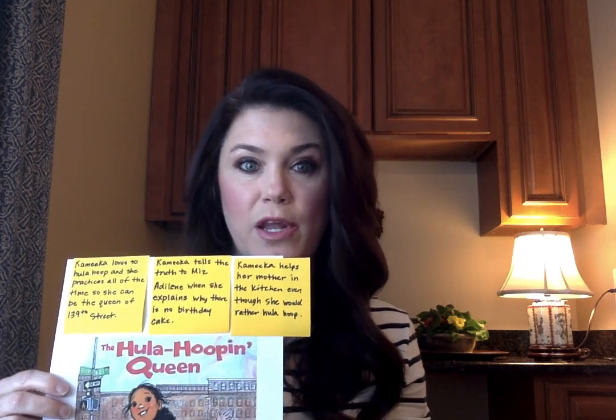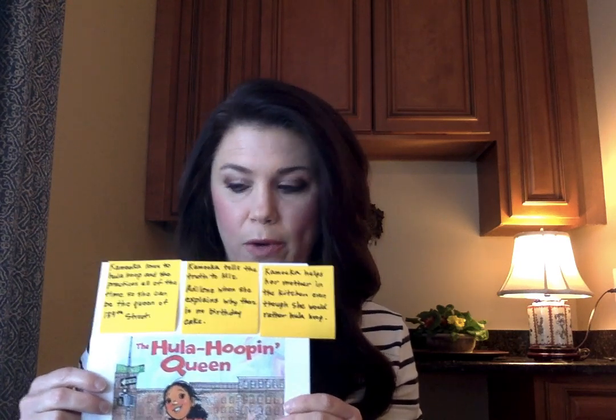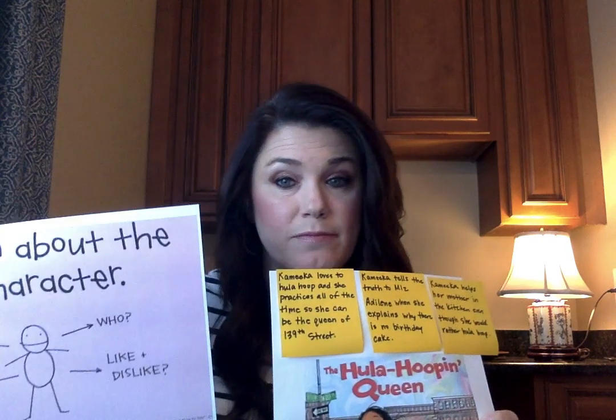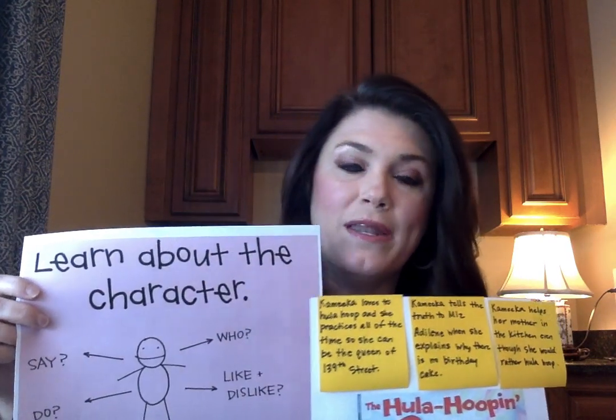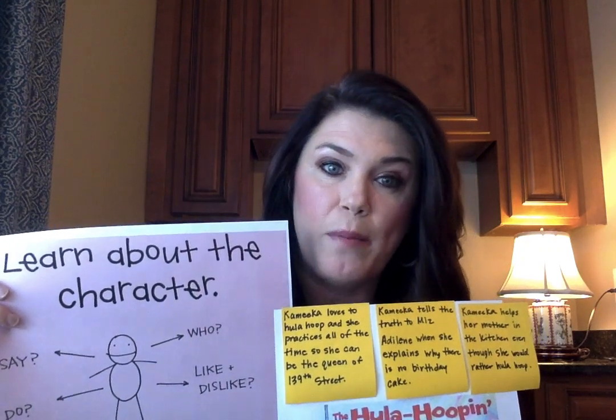And one other piece that I captured about Kamika was before she helped her mom bake the cake, she was helping her in the kitchen. She was peeling potatoes, and we know that she'd much rather have been hula hooping. She was even moving that hula hoop around in hopes that she was going to get to practice soon. So these are three things that I captured about Kamika from the story The Hula Hoopin' Queen. Something that she liked, the hula hooping, something that she said when she told Miss Adeline the truth, and something that she did when she helped her mom in the kitchen.